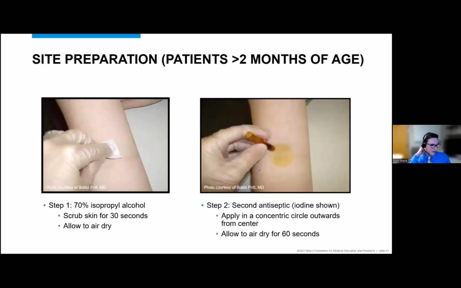So this is just a quick overview of what a possible workflow could be. For patients greater than 2 months of age, you might use a 70% isopropyl alcohol as a step 1 disinfecting agent, and then follow that with a step 2 second antiseptic. Here it is iodine, but you could use something else. And again, make sure that you're following the amount of time that this should be, the contact time, as well as allowing for air drying, as well as any steps that are required for wiping away if you're using iodine.